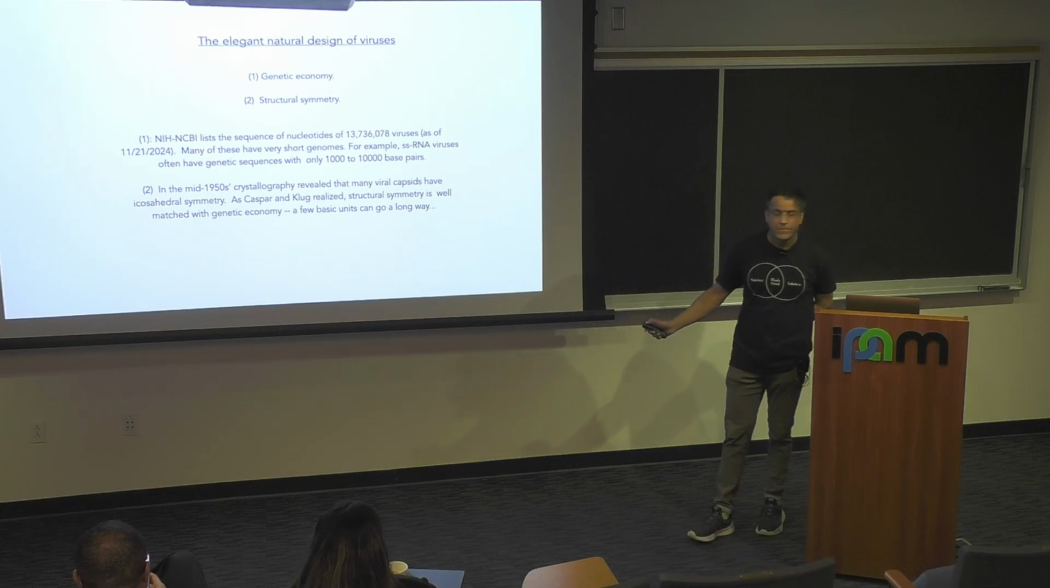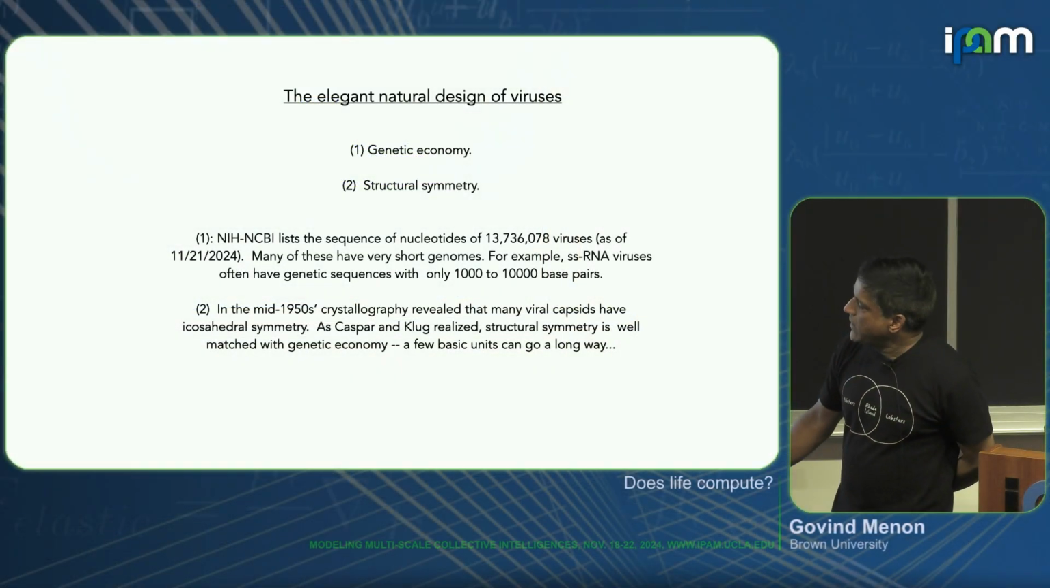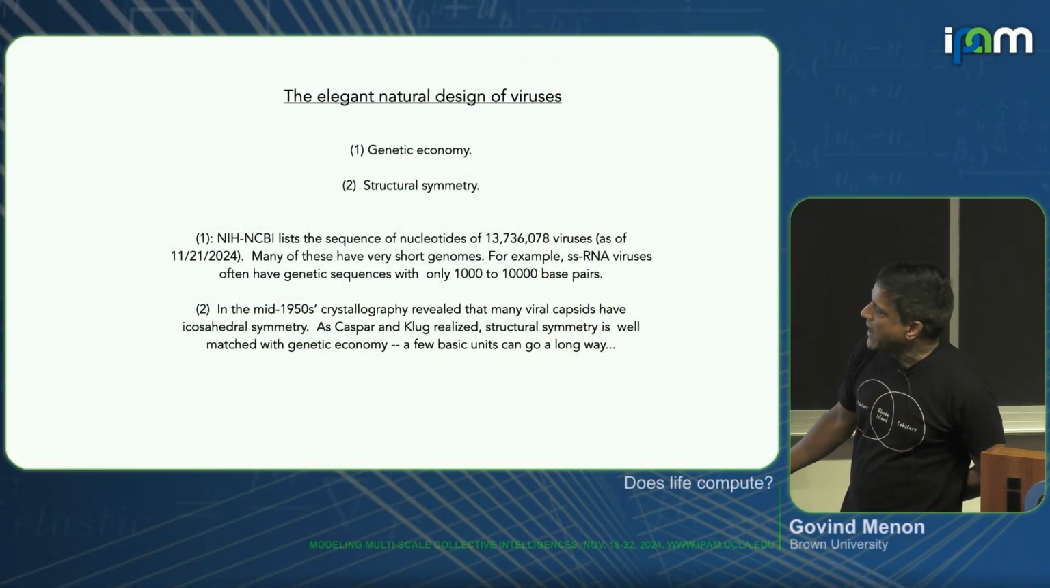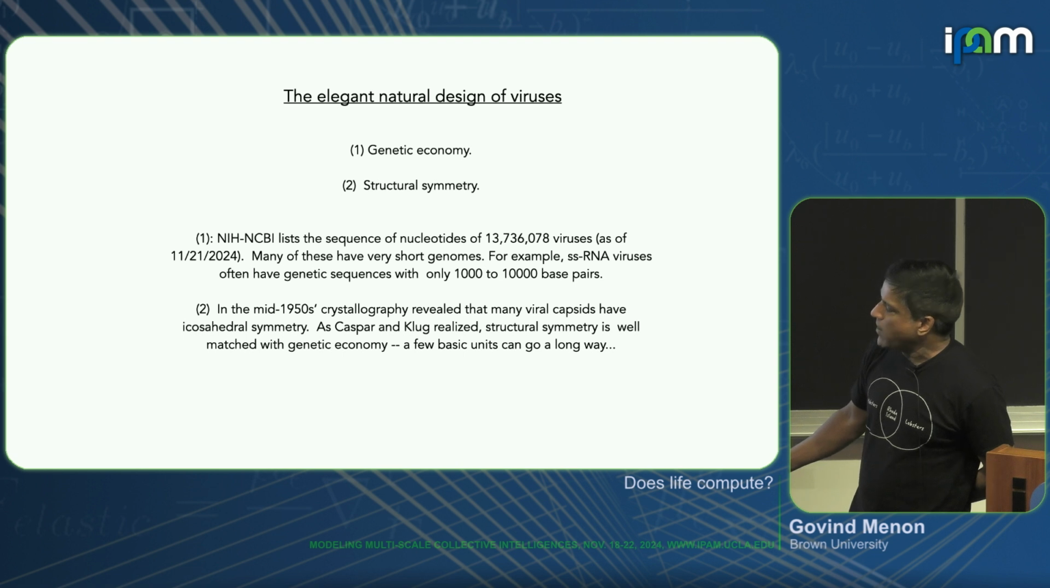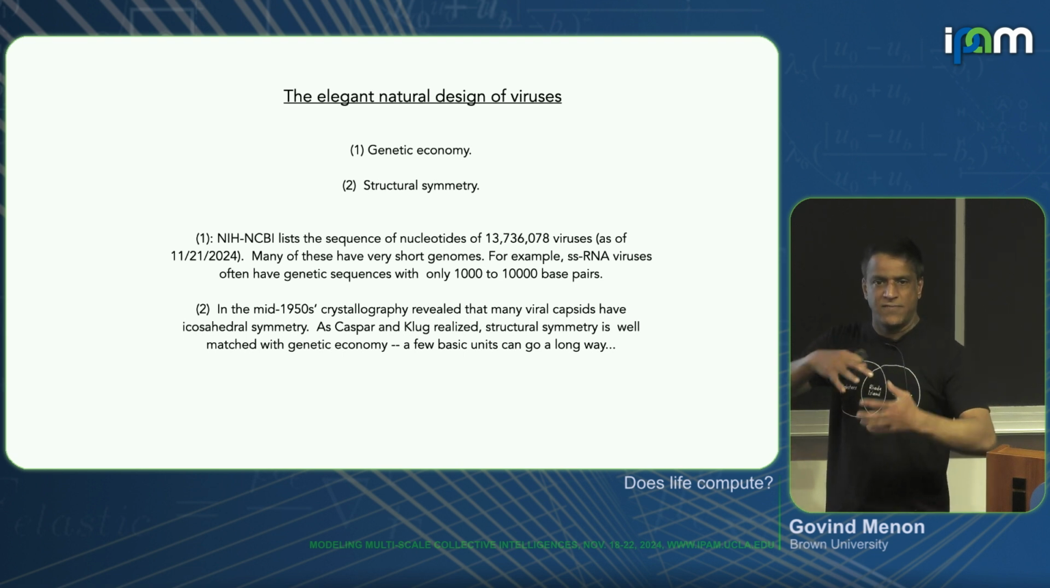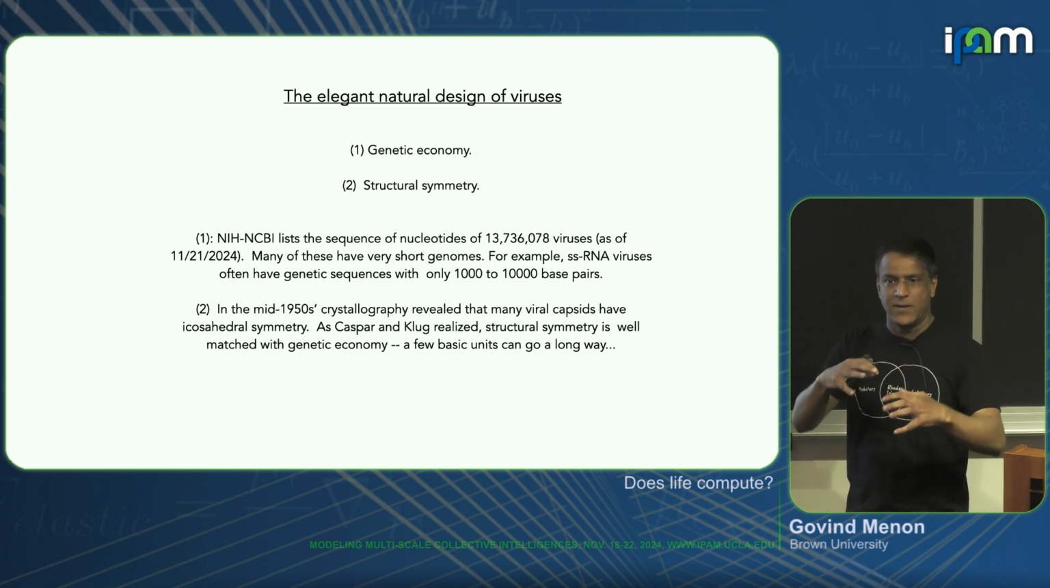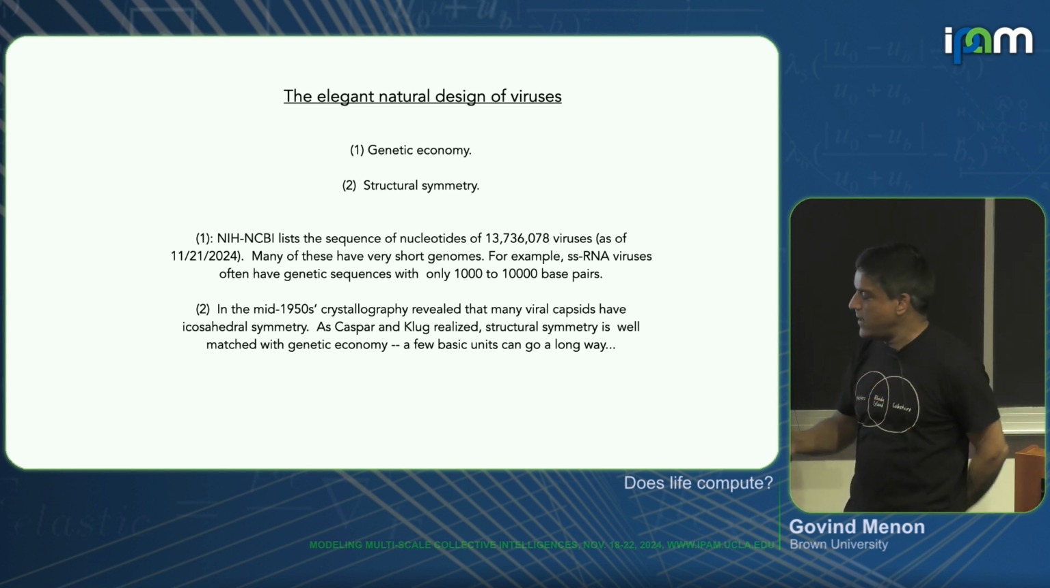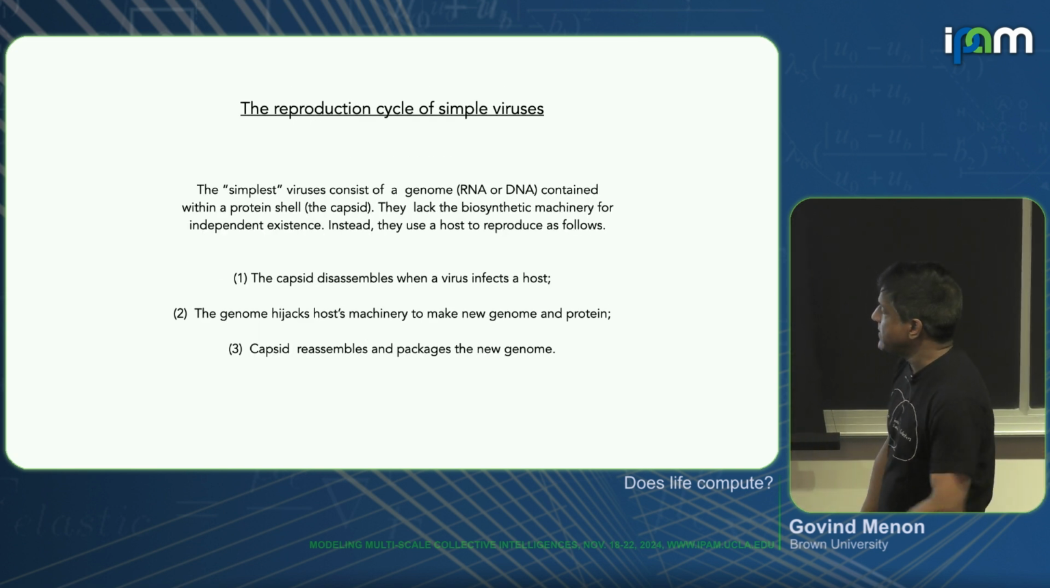to 10,000 base pairs. And so in the mid-1950s, this is kind of what Casper and Klug realized: structural symmetry, the shape of the virus, is very well matched with genetic economy. So somehow it just fits just right. And I want to give you a feeling for that.